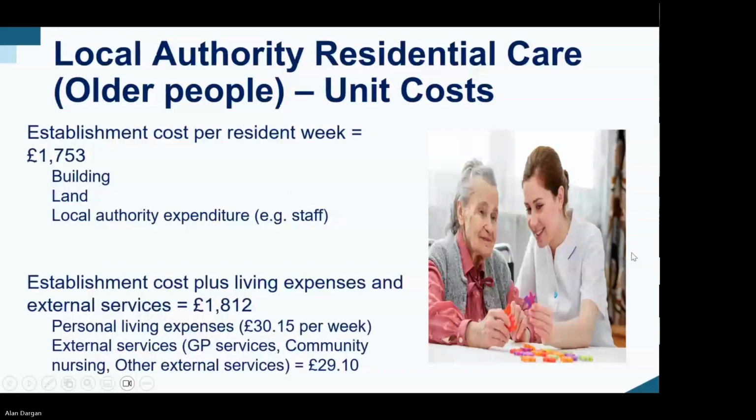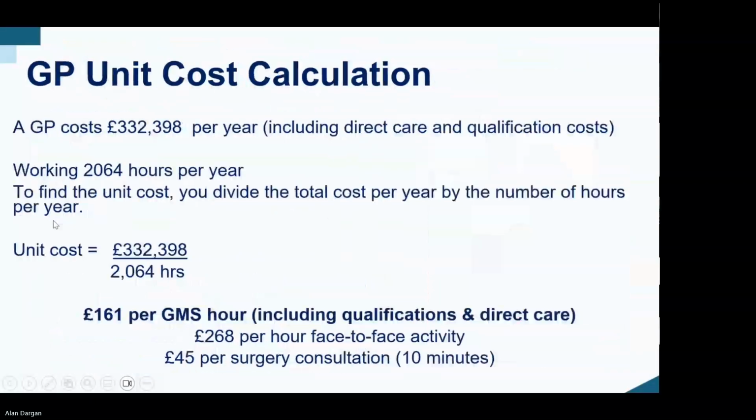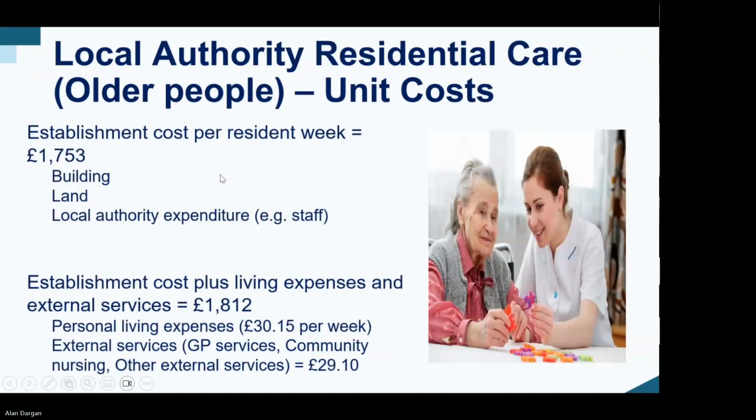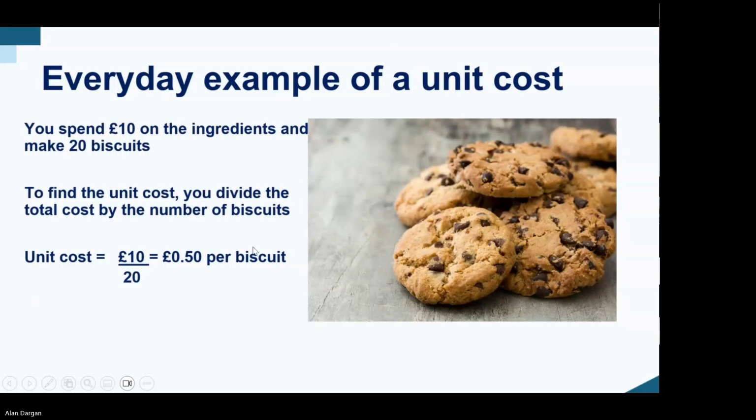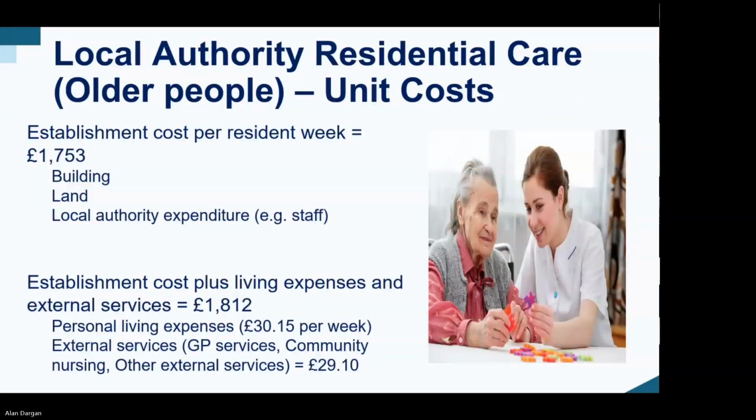So I wanted to talk about an everyday example of how we would calculate a unit cost for a biscuit. If we spend £10 on ingredients to make 20 biscuits, to find the unit cost, we would divide the total cost by the number of biscuits. So the unit cost per biscuit would be 50p. And if you were making more than 20, that cost would go down.